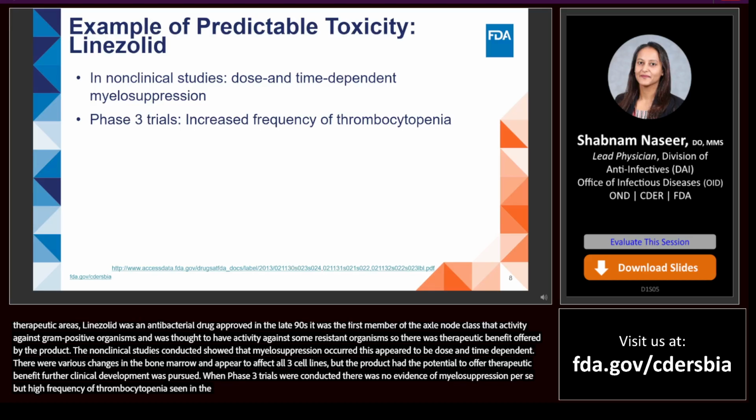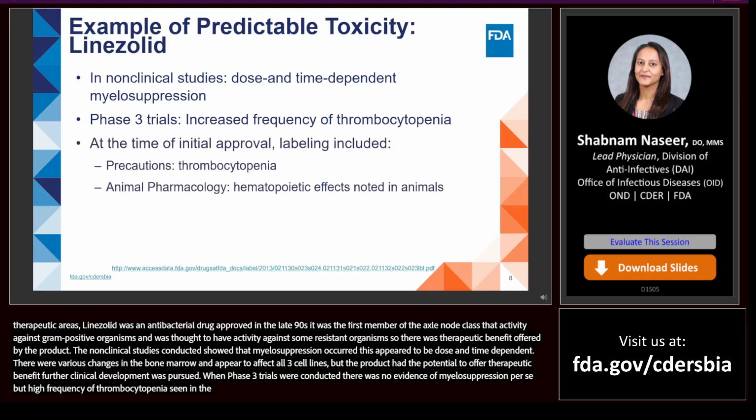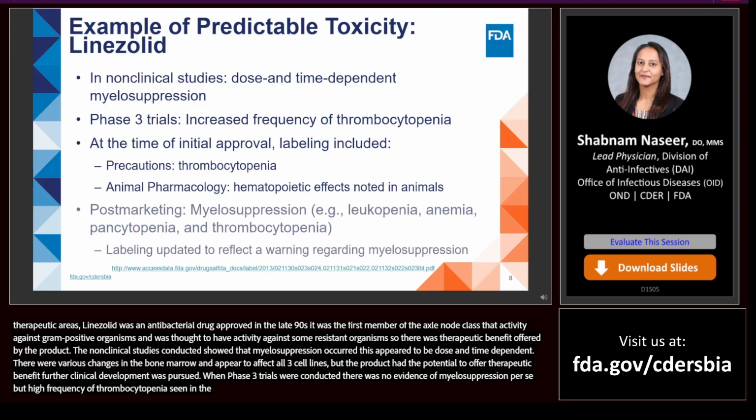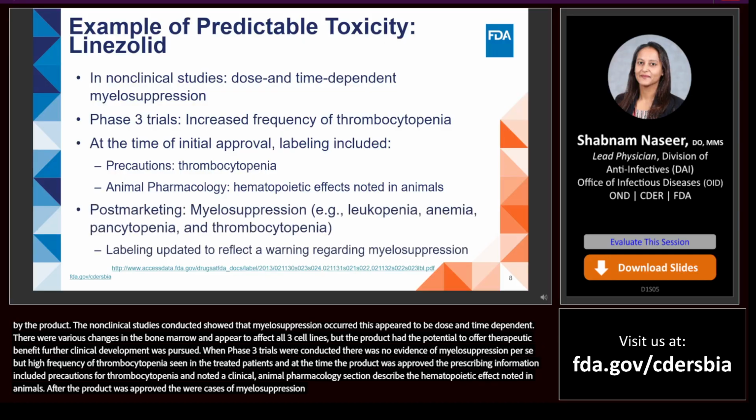And at the time the product was approved, the prescribing information included precautions for thrombocytopenia, and the animal pharmacology section described the hematopoietic effect noted in animals. After the product was approved, there were cases of myelosuppression seen affecting all three cell lines, and these were reported as leukopenia, anemia, etc. And so labeling was updated to include a warning regarding myelosuppression.